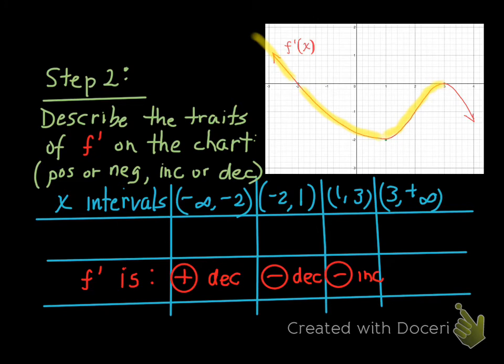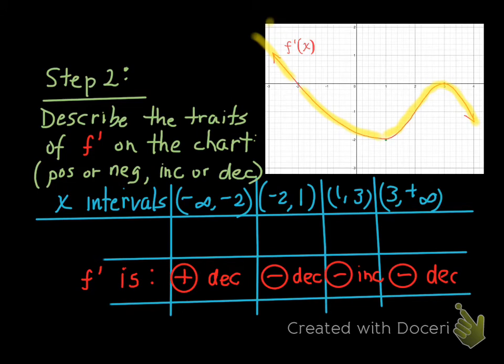And lastly, my outputs are still going to be negative for every point in this next interval. So my sign's going to be negative. And since I'm traveling downhill from left to right, I'm going to be decreasing. With experience, you will learn that there's negative decreasing.